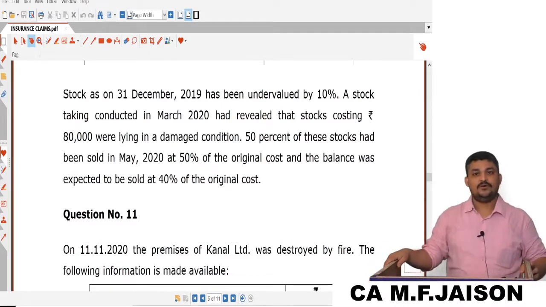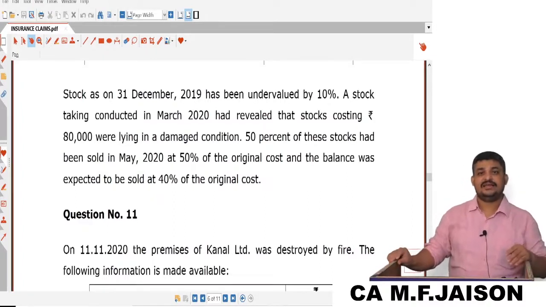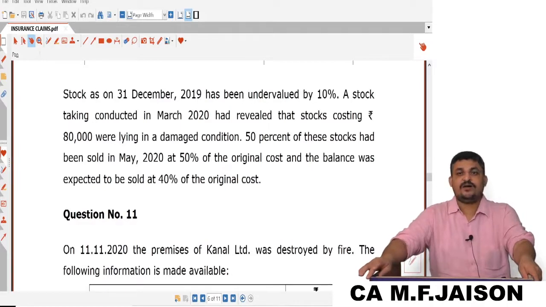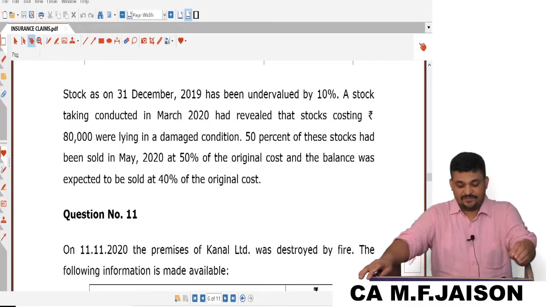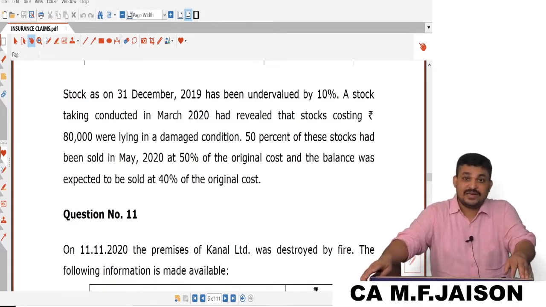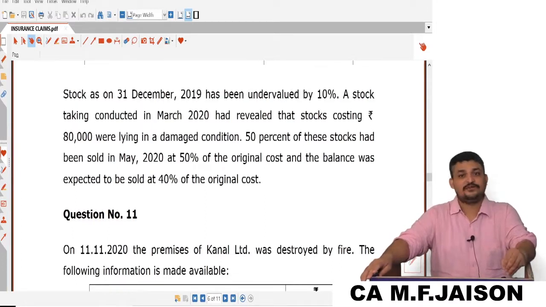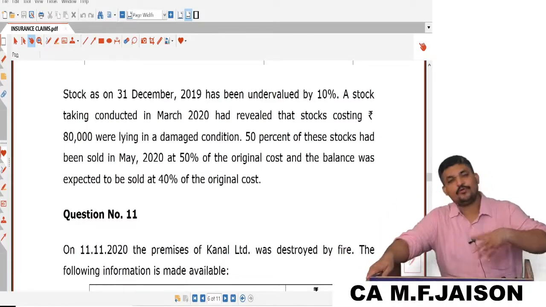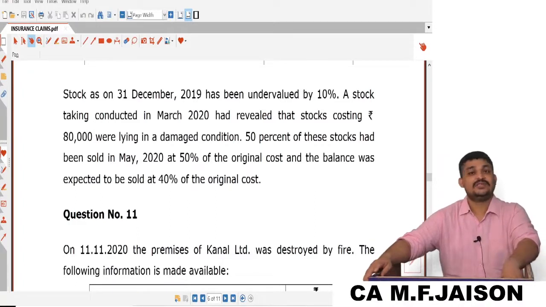Okay, is the damaged information in the previous year or the current year? Here, the damage or abnormality happened only in the current year. It is not in the previous year. In the March 2020 stock taking, we find that some goods were in damaged condition. So it is not in 2019, it is in the year 2020, March 2020. Not the calendar year, but the fire year. During the year, in between, they took a stock taking.